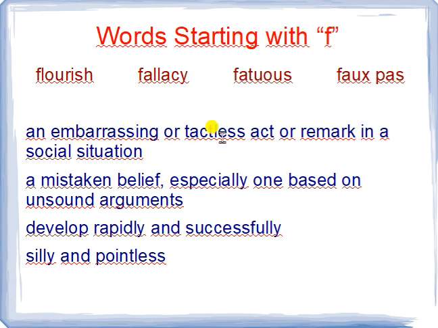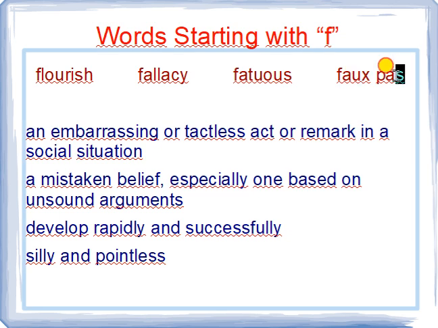An embarrassing or tactless act or remark in a social situation. A faux pas. Looks like you'd say a faux pas, but of course, it's French, a faux pas. He made a faux pas when he said that she was obviously pregnant. It was a tactless remark, and she wasn't pregnant, and she didn't take the remark nicely. He made a faux pas.